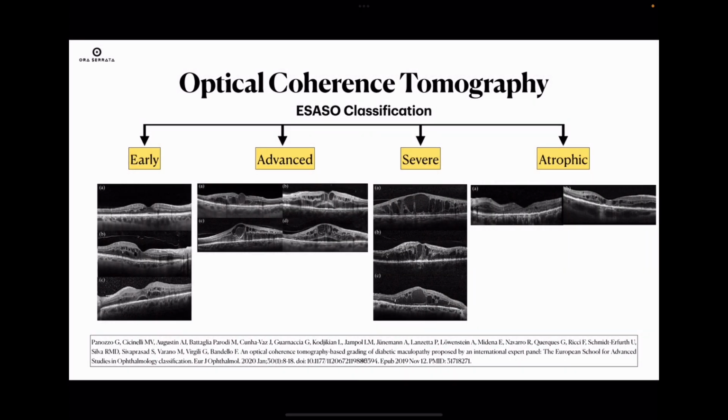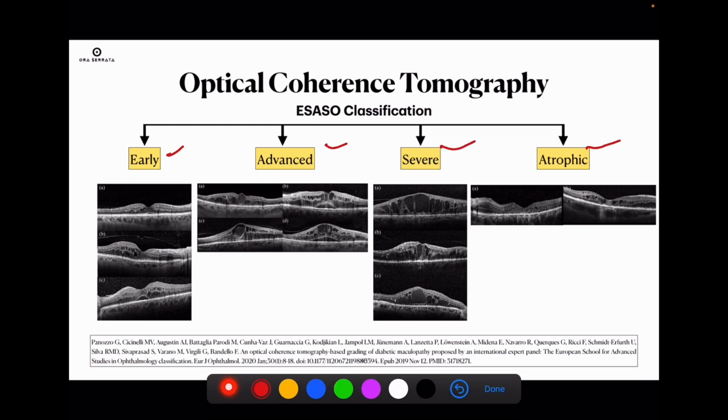Another classification which has been given recently is the ESASO classification, in which they have divided the diabetic macular edema into early, advanced, severe, and atrophic. In early, we can see that the cysts are not that large, the edema is not that diffuse. In advanced, we can see that the cysts are larger in size, very big, with hyperreflective material in them. In severe, we can see there are giant cysts with schisis of the retina. And in atrophic, we can see there is thinning of retinal layers.